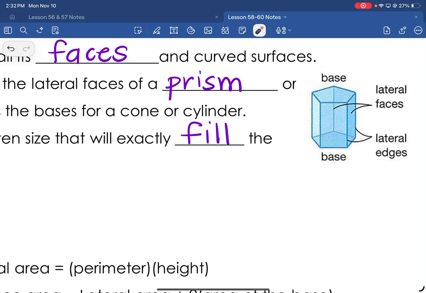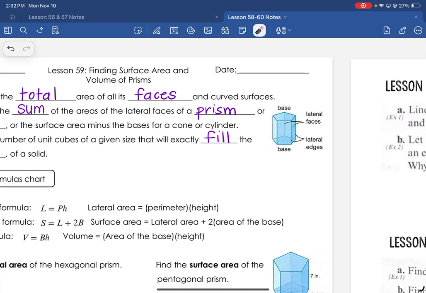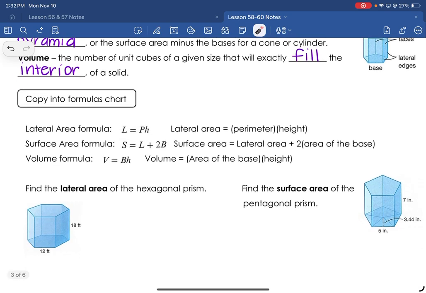Now, when they want total surface area, they want all of it. But when they're asking for lateral, they just want the sides. And then obviously the volume is filling up the inside, like a can of Coke or a cereal box.